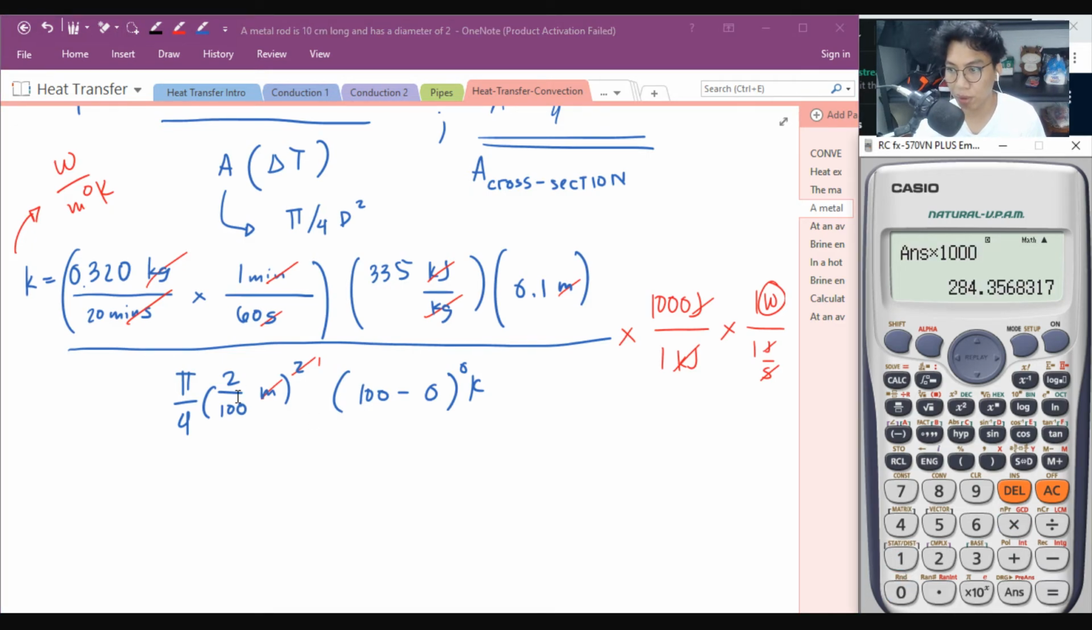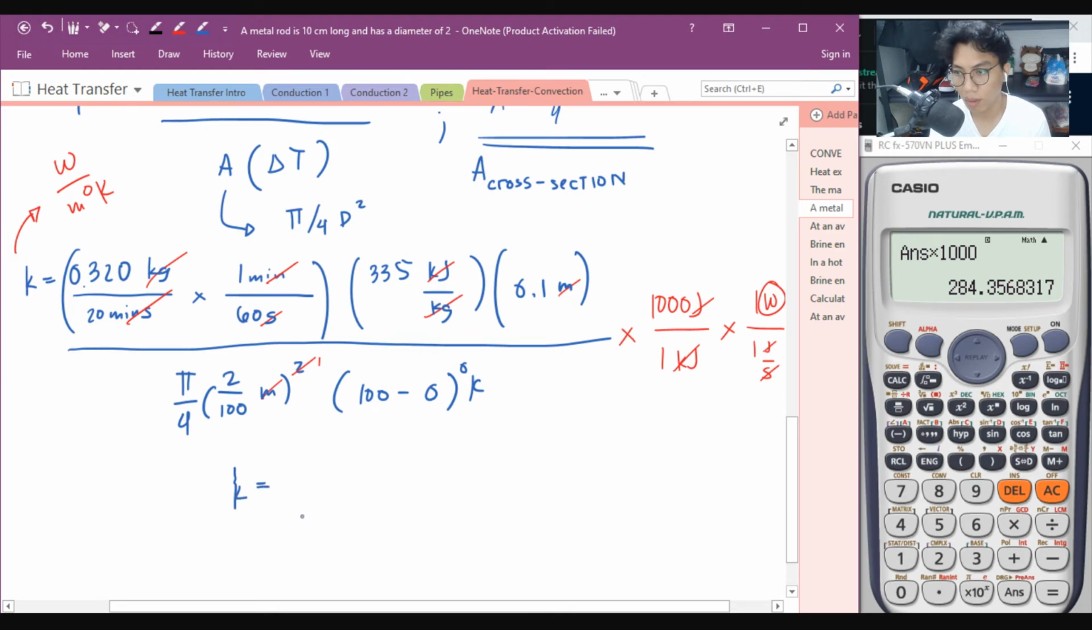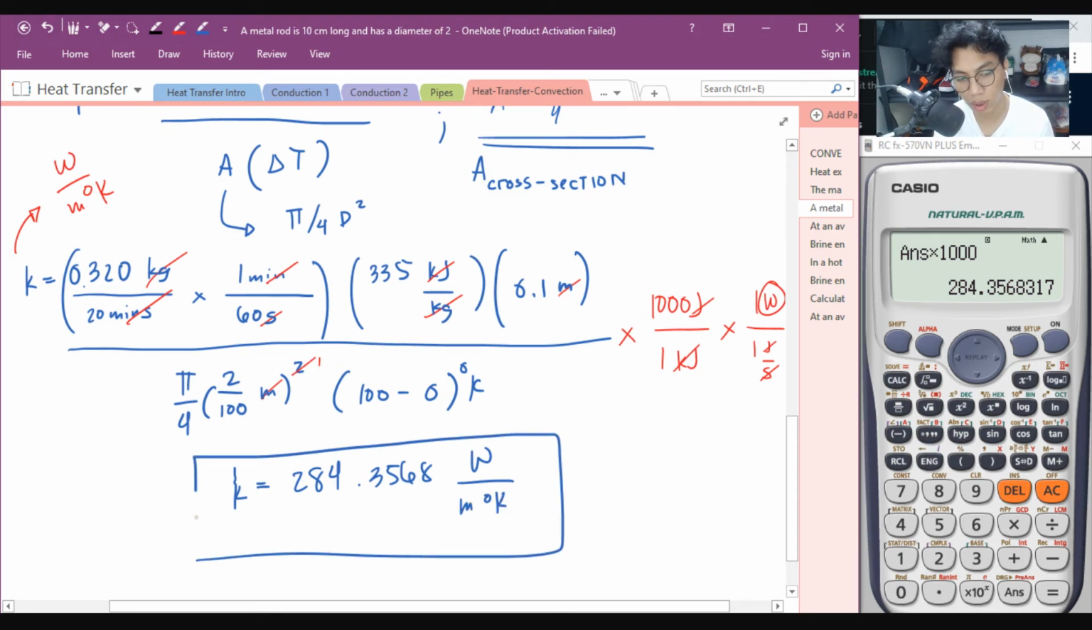The answer will be K, 284.3568 watt per meter degree Kelvin. That is thermal conductivity of the metal rod.